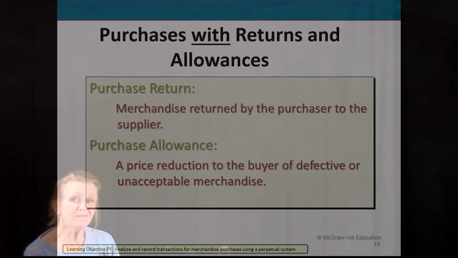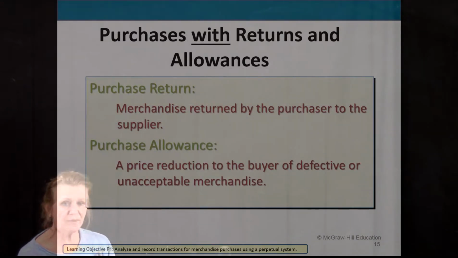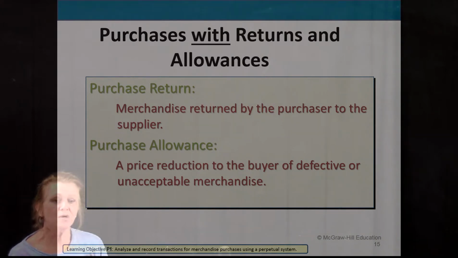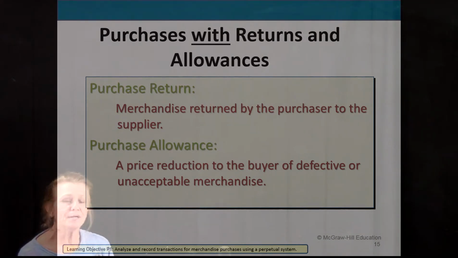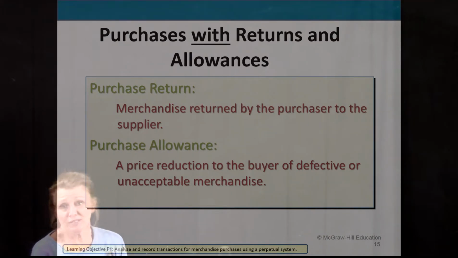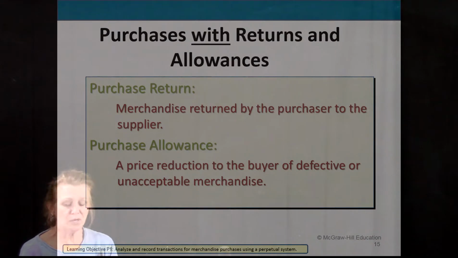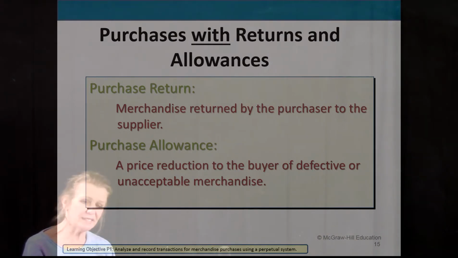So there's a couple of other types of discounts we're going to talk about for when you purchase merchandise. One is a purchase return. If you purchase merchandise and it's just not what you want, then you return it. Just like you return things to a store, a merchandiser would return it to their supplier, and you would get that credited back. Also an allowance. Sometimes you purchase merchandise and it's not exactly what you want, you're willing to keep it for less money.